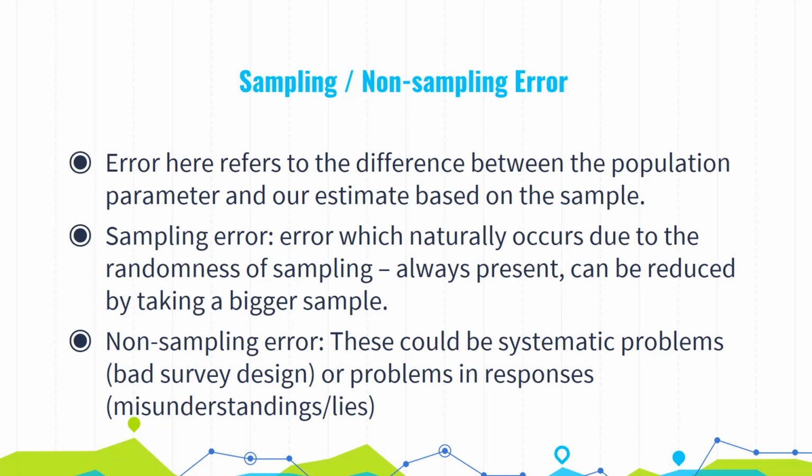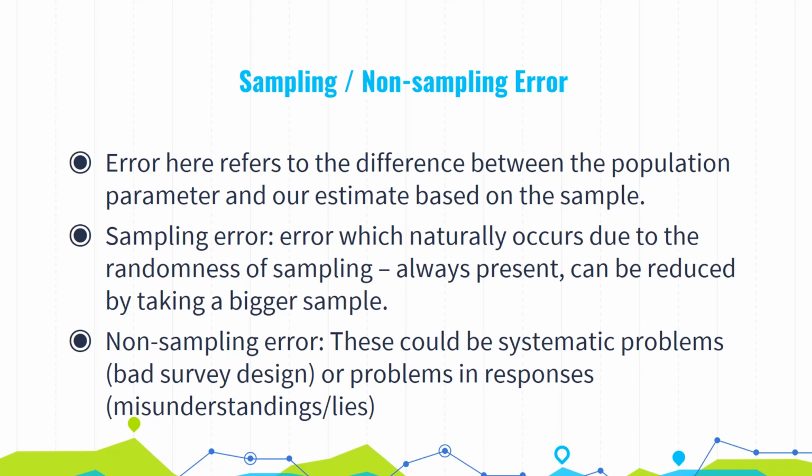Okay, so now we'll talk about the different kinds of error. This is a word you have to be careful of, because the word error in common vernacular means you did something wrong. That isn't necessarily what we mean when we say error in statistics. Here, error is just talking about some difference between the population parameter and our sample estimate, our estimate based on the sample. That difference in value can come from a lot of different sources.